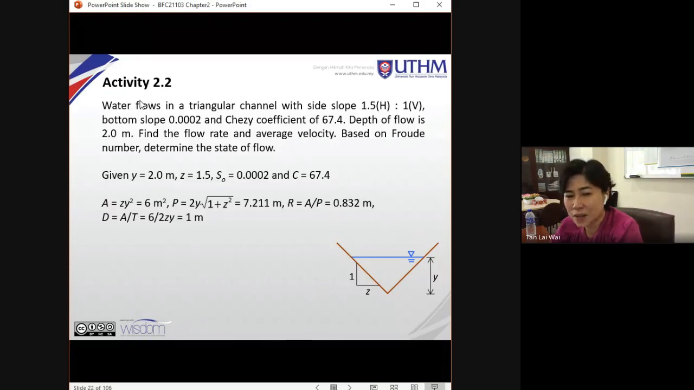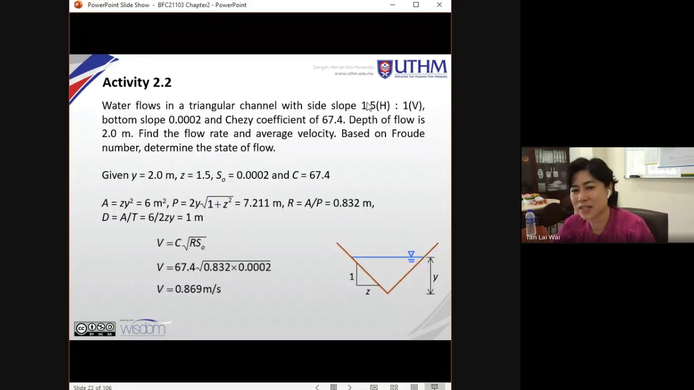Now, same thing, find rate of flow and average velocity. You could find average velocity first, then you times A, you are going to get your flow rate. I hope I don't have to go through it, you try to do it yourself. Velocity is 0.869 meter per second. Then to find flow rate, Q equals A times V. You just times A, you are going to get Q.